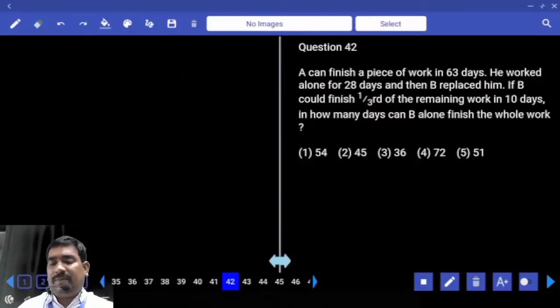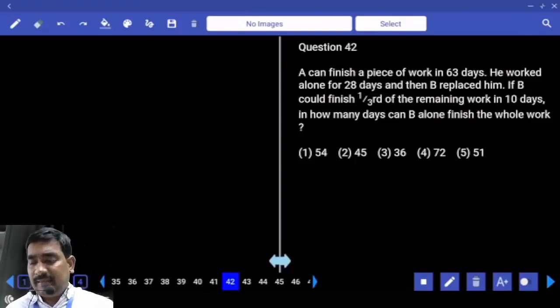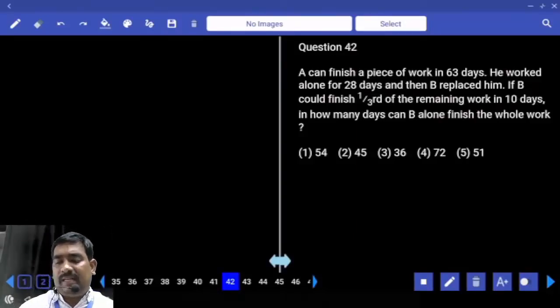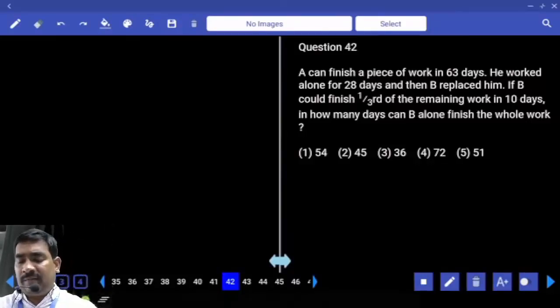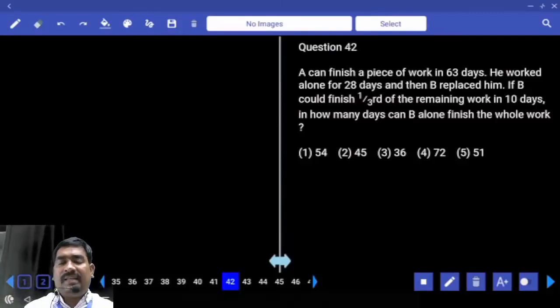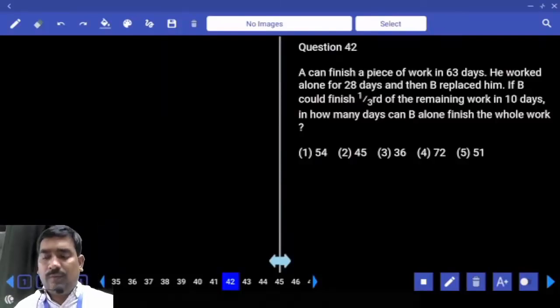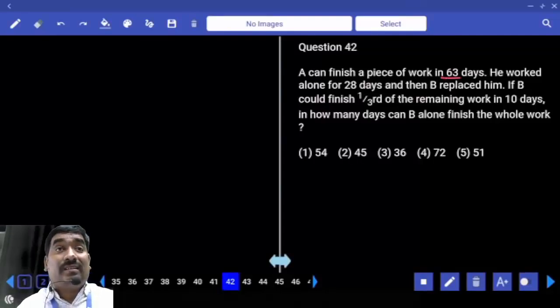A can finish a piece of work in 63 days. He worked alone for 28 days and then B replaced him. If B could finish 1/3 of the remaining work in 10 days, in how many days can B alone finish the whole work? A alone can do the work in how many days?